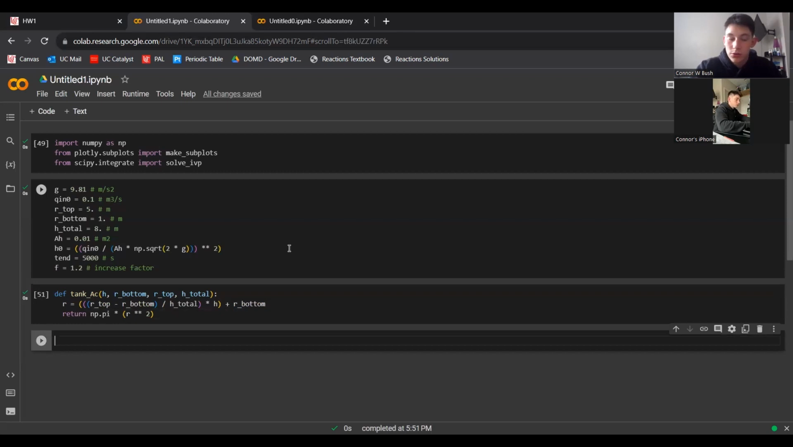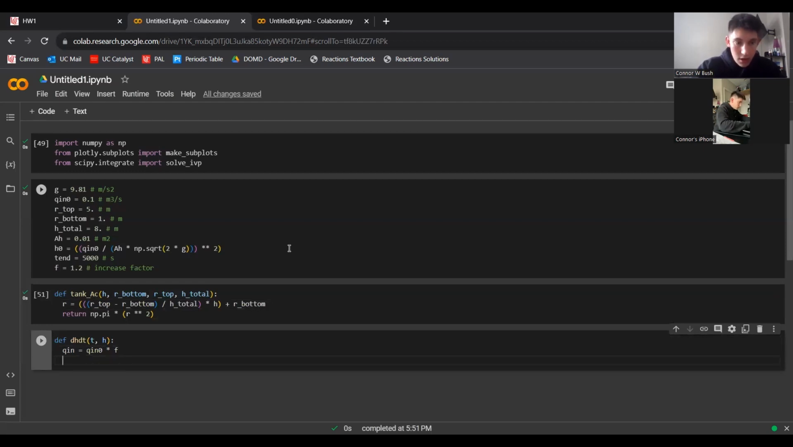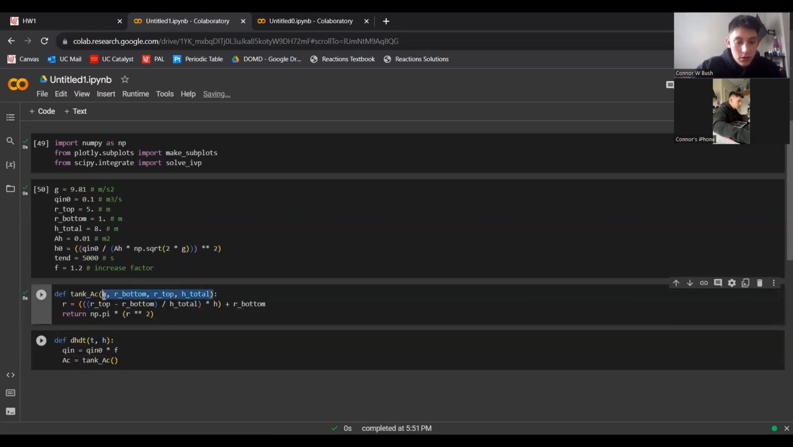So next, we will also need to make a function for dH/dt, which is kind of our function of interest. We just need time and height as the parameters. We are changing the flow rate coming in, so we can express that as the initial flow rate in multiplied by this increase factor f. And then we will need to store AC as a sort of variable itself, and we can do that by calling the function above with all of these listed parameters. I'm just going to copy and paste.